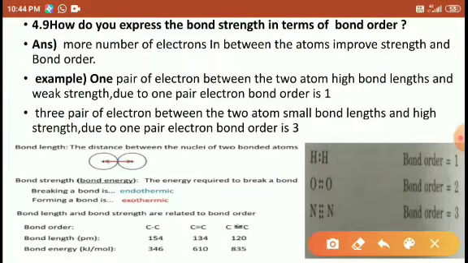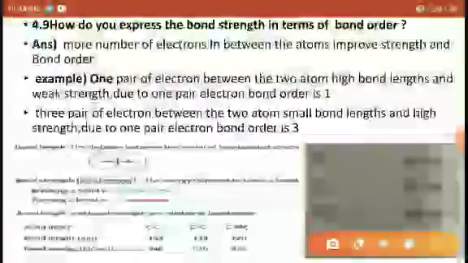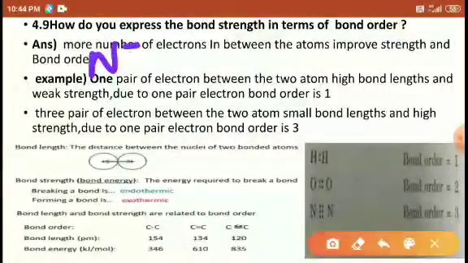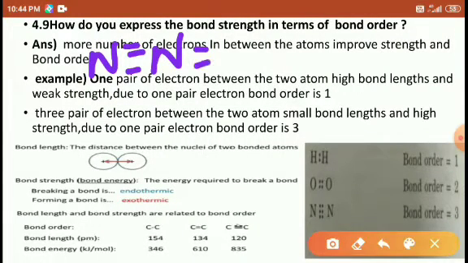Okay, next question, students. One of the questions given is: how do you express the bond strength in terms of bond order? This is example number 4.2 from your NCERT. The more the number of electrons shared between the atoms, the higher the bond order and strength. If a high number of bonds is present between the two species, a high number of bonds means high strength. How do we consider high strength? Dissociation. For dissociation this compound requires high energy.